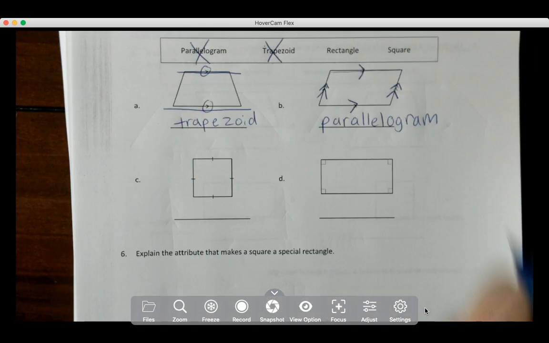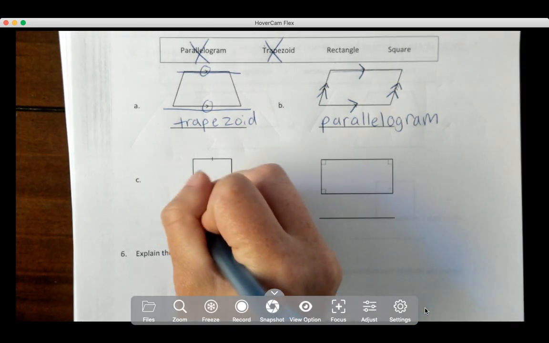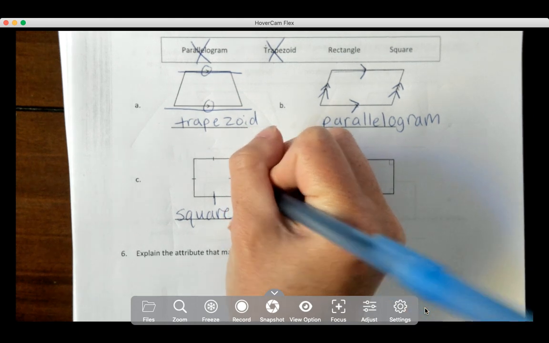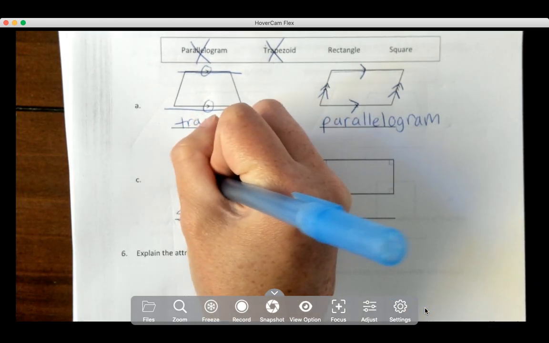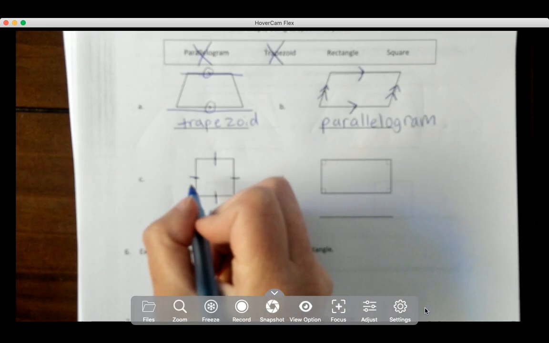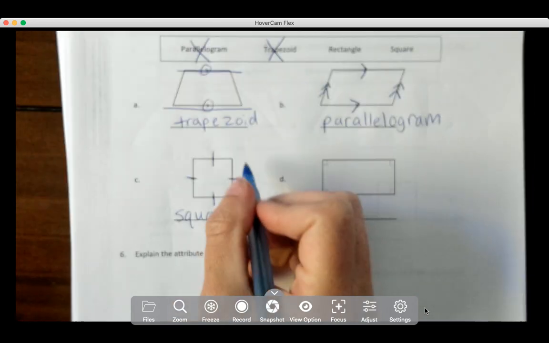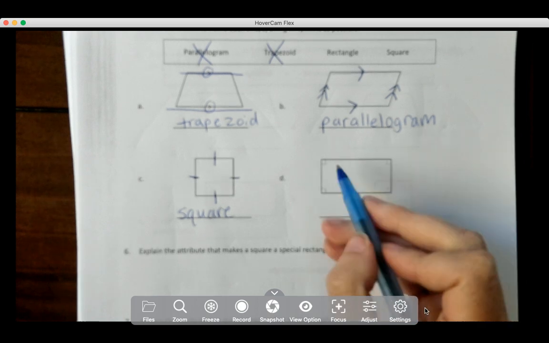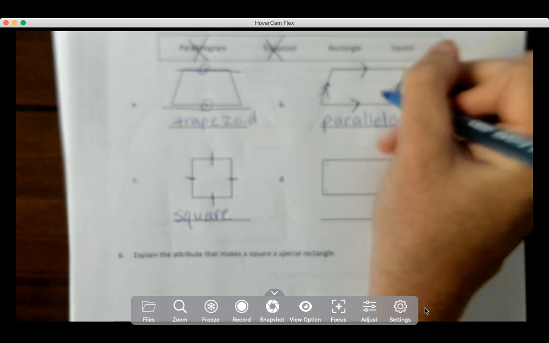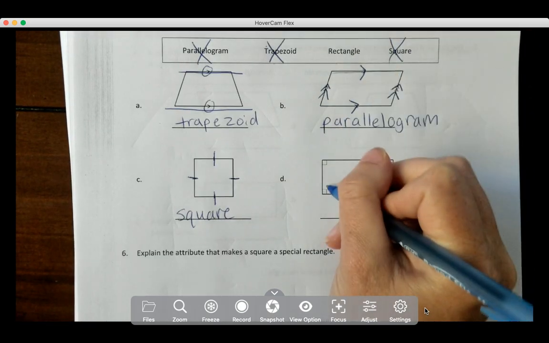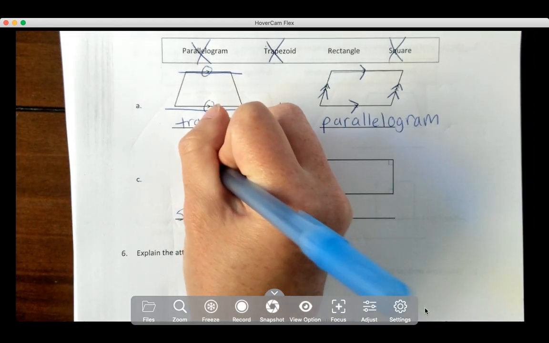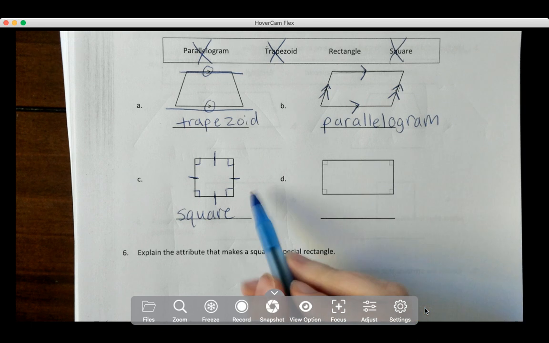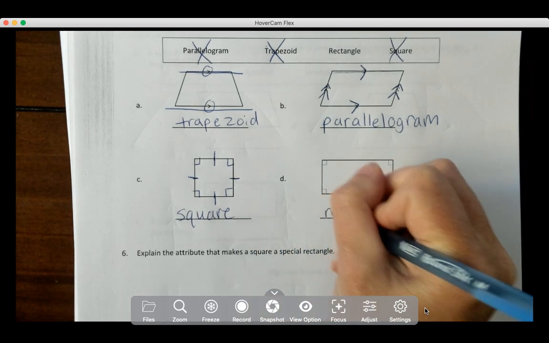For C, what shape is that? A rectangle or a square? A square, because a square has all equal sides. When we make dashes in between the lines, that means that the sides are equal. Then in a rectangle, there are 4 right angles, and also a square has 4 right angles.